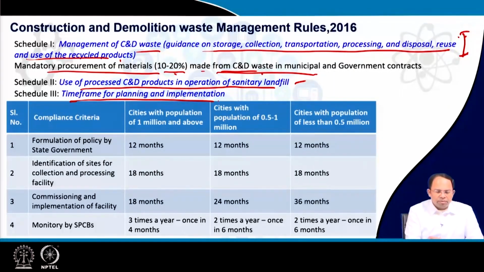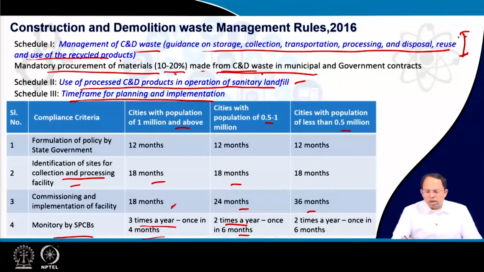For example, for different kinds of cities, 1 million plus, 0.5 to 1 million, and less than 0.5 million, you can see that the policies have to be finalized within 12 months. Sites for collection and processing facility have to be set up within 18 months. Commissioning of the facility within 18, 24 or 36 months, as the case may be. That means for 1 million plus cities, it has to be done within 1.5 years. And then monitoring of these activities is three times a year, once in 4 months, or two times a year, once in 6 months. Accordingly, they have given some schedule. So this is what Schedule 3 of the construction and demolition waste management rules is all about.